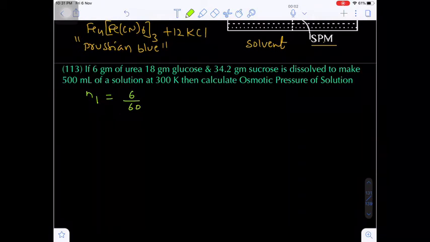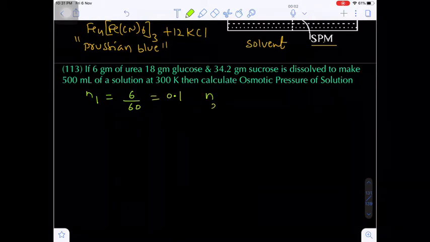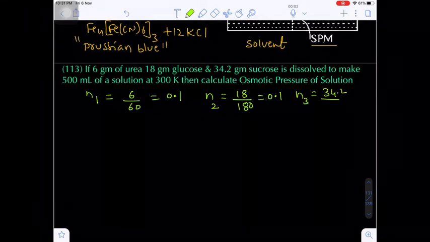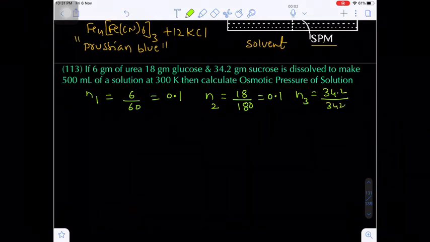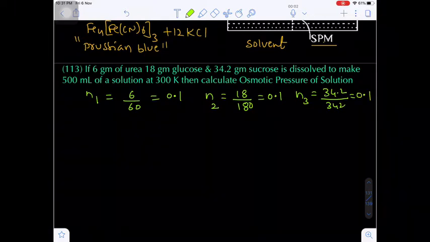Given mass upon molar mass. Do you know the molar mass of urea? 60. Now the second one, glucose. Given mass of glucose 18, molar mass of glucose 180, again it is 0.1 mole. And the third solute will be sucrose. Given mass will be 34.2 and molar mass of sucrose, just now I told you, C12H22O11. So molar mass 342, so number of moles will be 0.1.